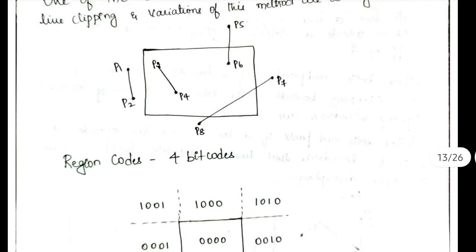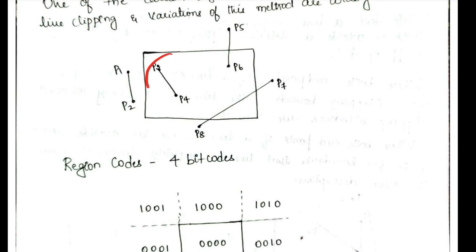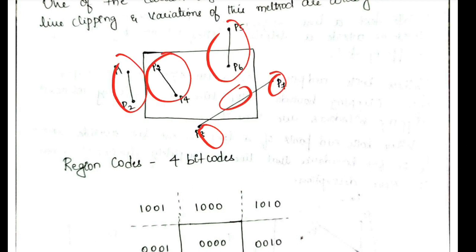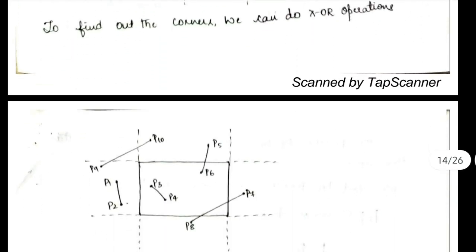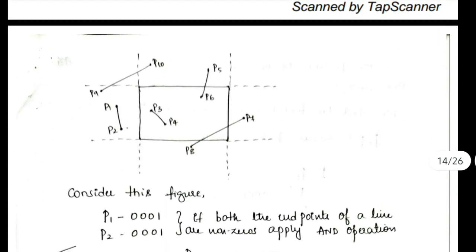Now based on region codes, we will find out whether the line is lying inside, outside, or half inside and half outside. We will see how to do that. Divide whatever lines are given as follows. Divide this in this way, then consider each line at a time. First let's consider P1 P2.